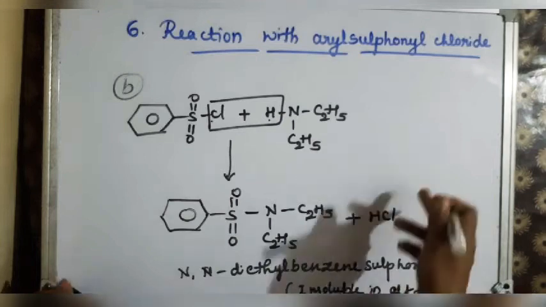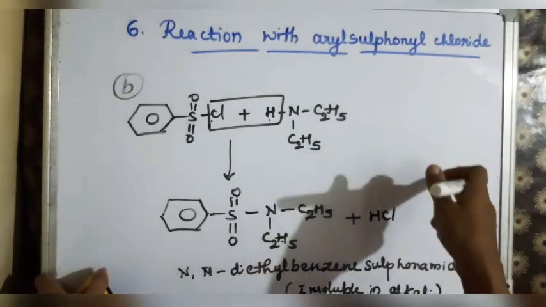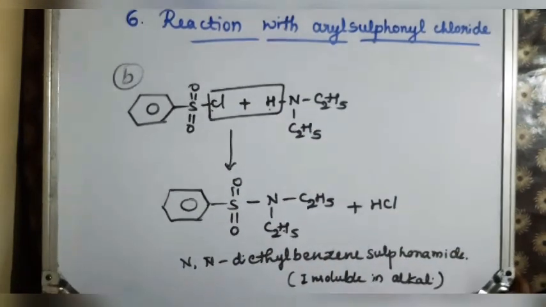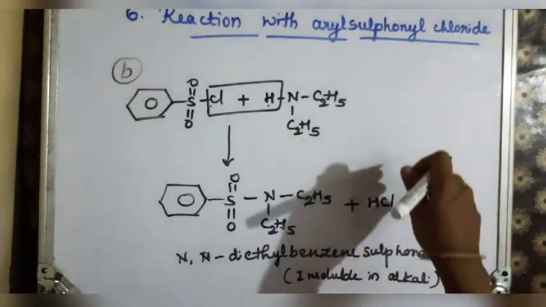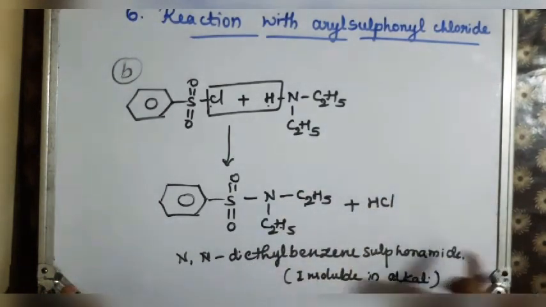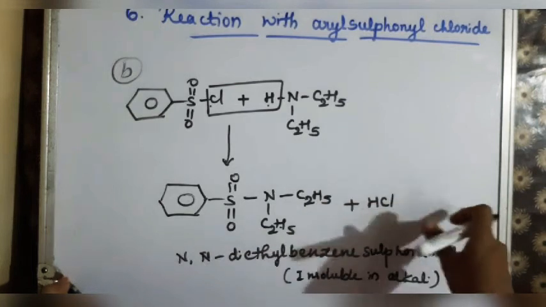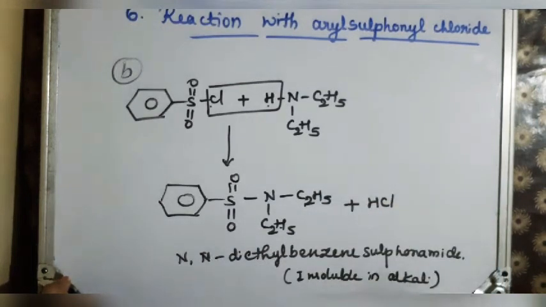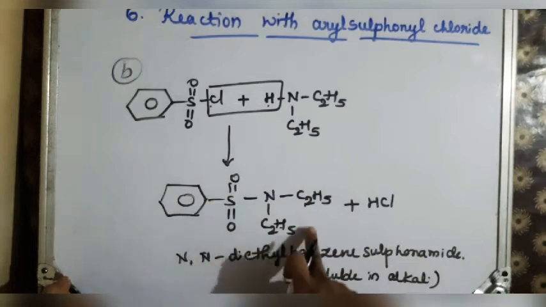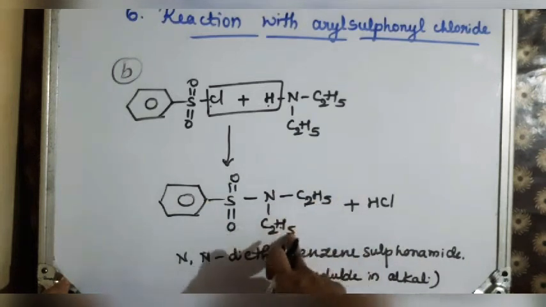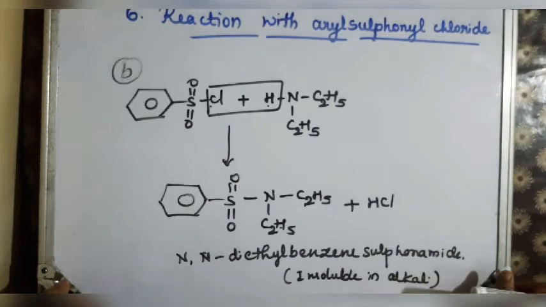Whereas in the first case, what happened? In the first case, there was an acidic proton. Because of its acidic nature, it was soluble in the alkali. But here the product is not acidic in nature, it is insoluble in alkali. Correct? So because of the absence of acidic proton, there is no hydrogen on the nitrogen.